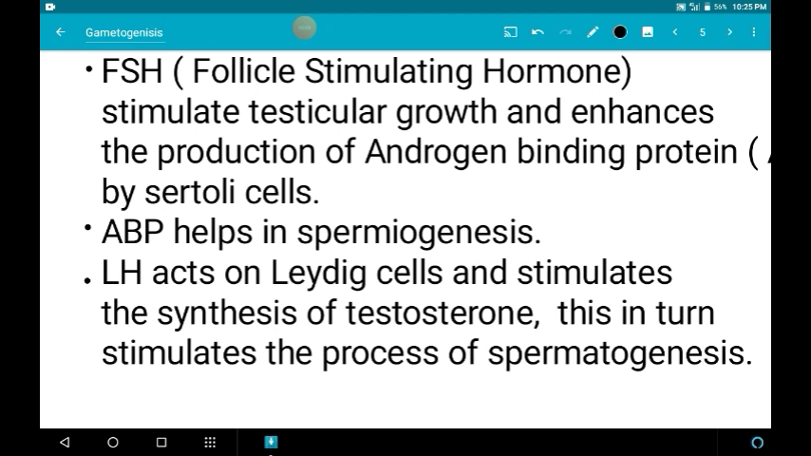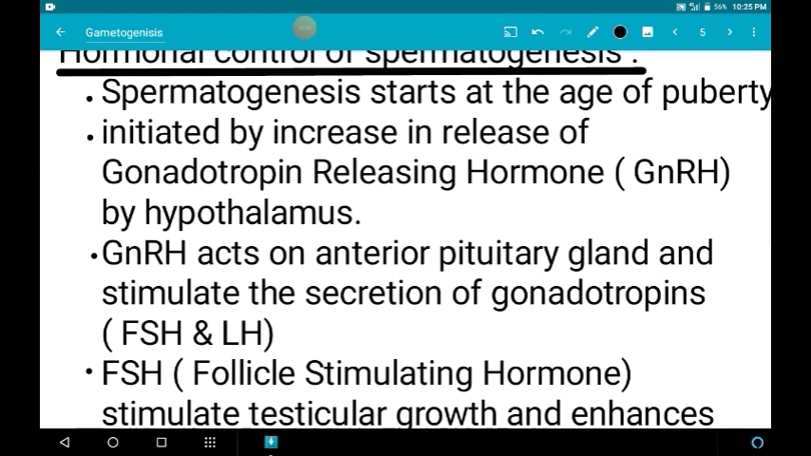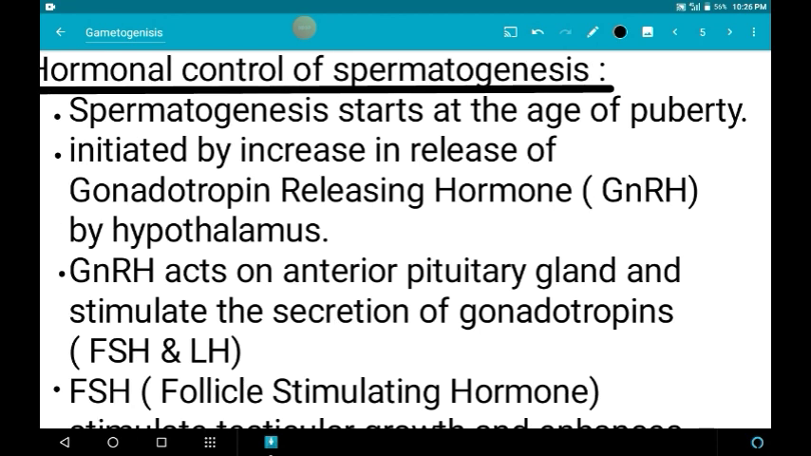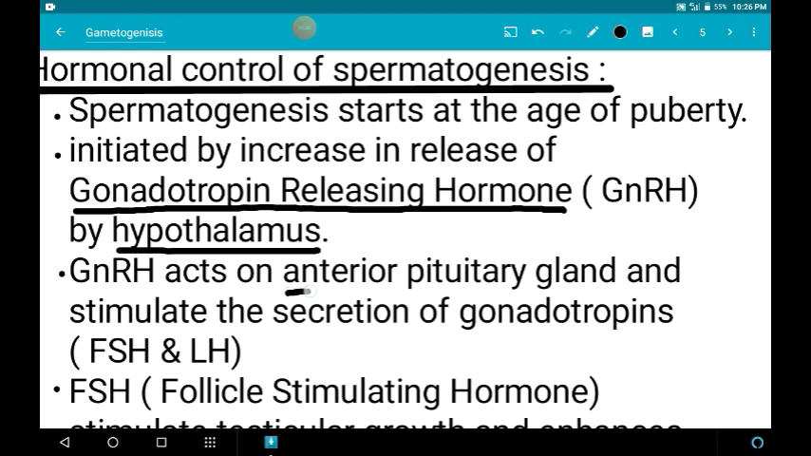So next we are going to see the hormonal control of spermatogenesis. Spermatogenesis occurs because of the activity of certain hormones. The process starts at the time of puberty. It is initiated by the increase in the level of gonadotropin releasing hormone, which is secreted by the hypothalamus. After its secretion, it acts on the anterior pituitary gland, thereby stimulating it to secrete gonadotrophins.